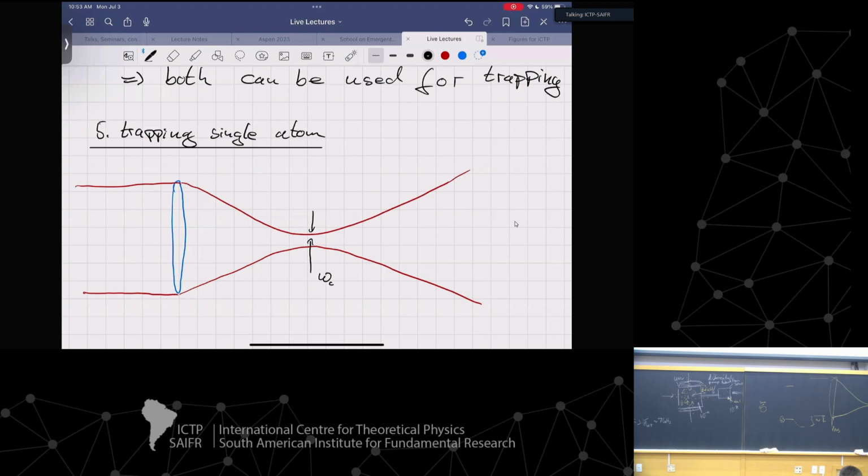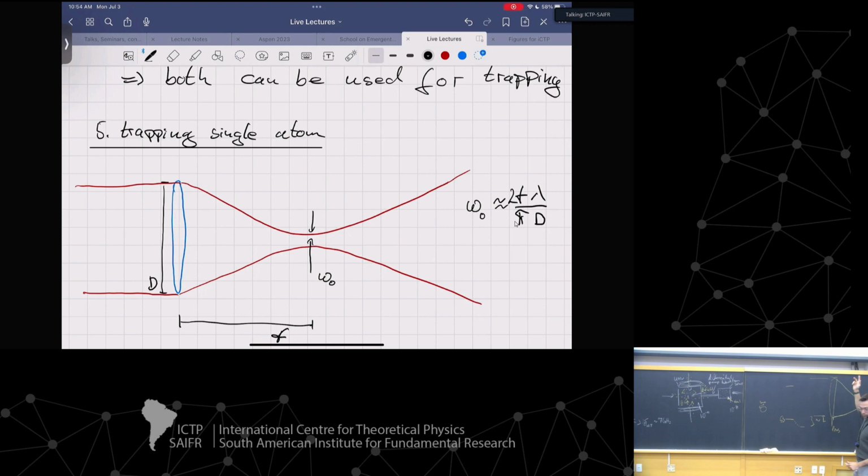So omega zero is approximately equal to f, the focal length, times lambda. So the smaller the wavelength, the tighter you can focus it. There's a factor of 2, which doesn't really matter, and a factor of pi, which also doesn't matter. But then there's a D here, which is basically the opening, how large your beam comes in. So when you want to focus a beam tightly, you want a really big lens, a very small focal distance, and potentially a small wavelength. The wavelength we cannot freely choose, because we want to pick the wavelength that is nice for trapping.